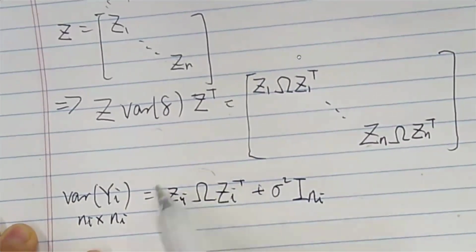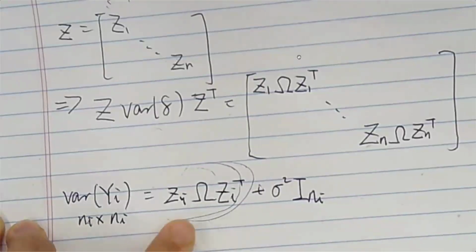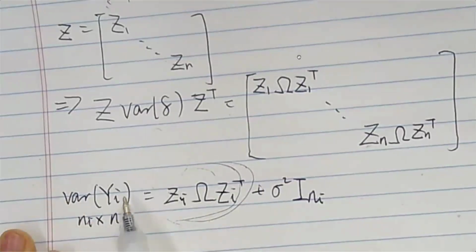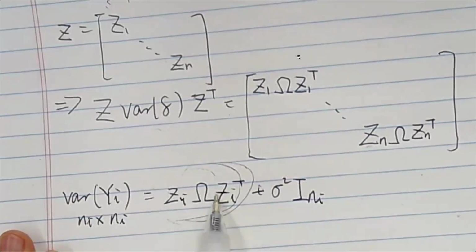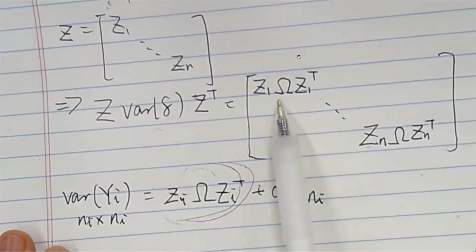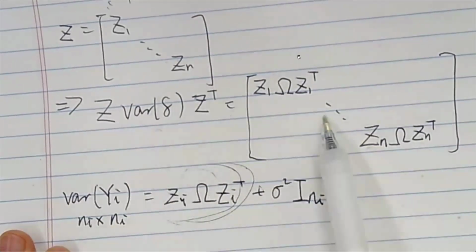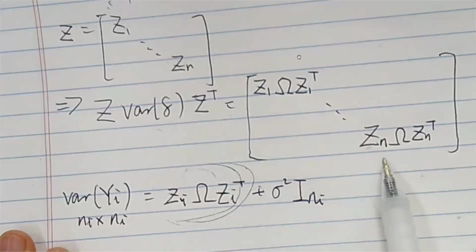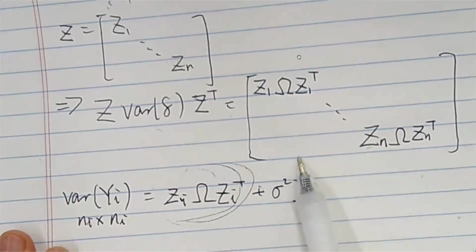Because this is not a diagonal matrix, for Yij and Yik within the same group, they have some covariance explained by this term. But even in this first random effect term, because this is block diagonal, between the groups we don't have any additional variance added by this term.